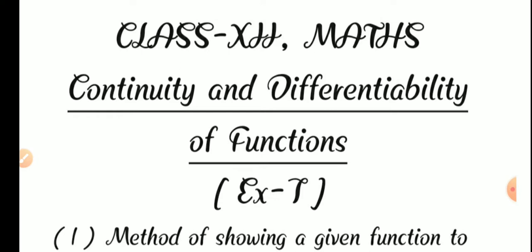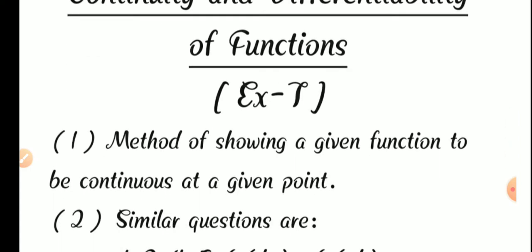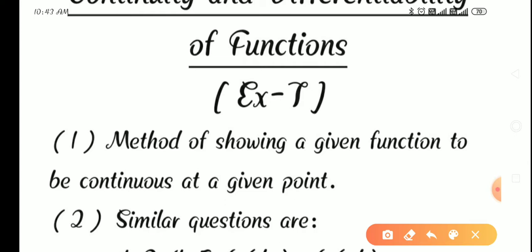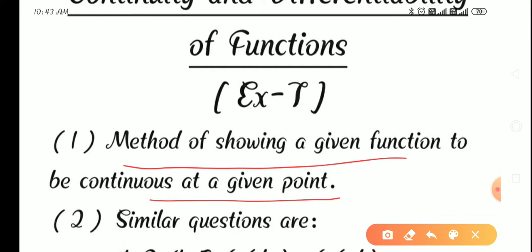Today in this video I am going to explain the same topic which I explained in last video, continuity and differentiability of functions. But in this video I will explain some questions of exercise 7 of this chapter. In this exercise you are going to study the method of showing a given function to be continuous at a given point. Means in last video I explained the continuity of a function at a particular point through graph.